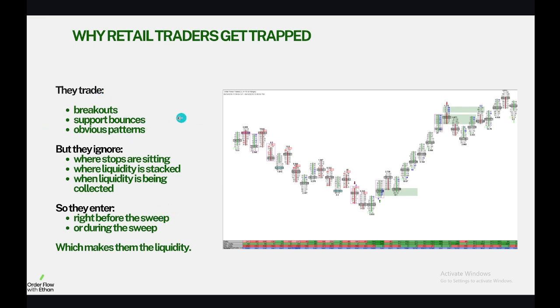So stop trading breakouts, support bounces, and obvious patterns, because they're patterns that are shown to everyone. And if it was that easy, it wouldn't be that hard to make money trading. And yes, they ignore where stops are sitting. If many people have their stops here, the market will eventually go there to trigger their stop losses, and then it will go down. And you see it still went up later because the reason was just getting those trapped traders out of the market. That's liquidity. The market always needs liquidity to keep moving.